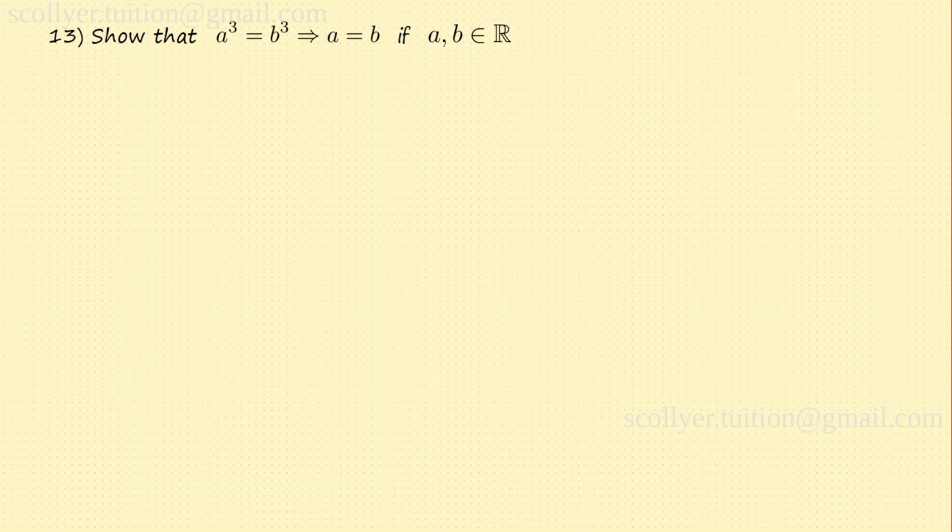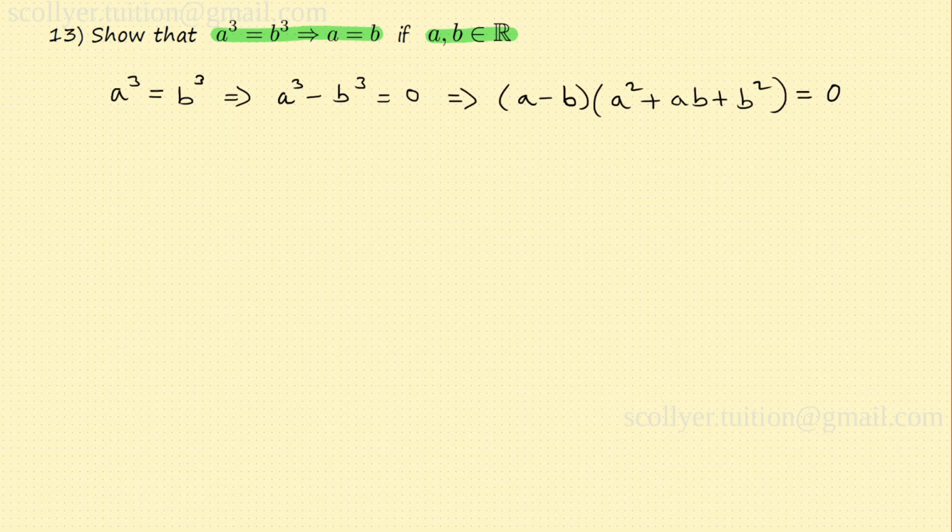Problem 13. Show that a cubed equals b cubed implies a equals b if a and b are both real numbers. To solve this problem, we use the same technique as we used in question 12. We have that a cubed equals b cubed implies a cubed minus b cubed equals 0, and here we have the difference of two cubes, which we can factorize into (a minus b) times (a squared plus ab plus b squared), which must be equal to 0.